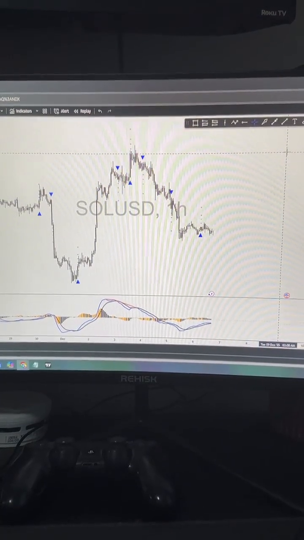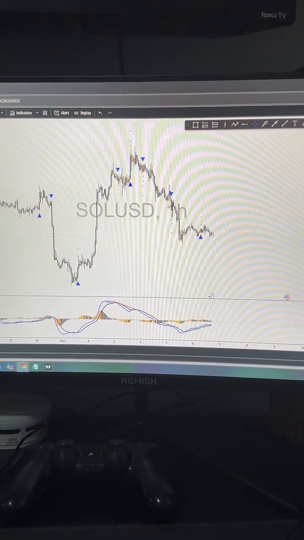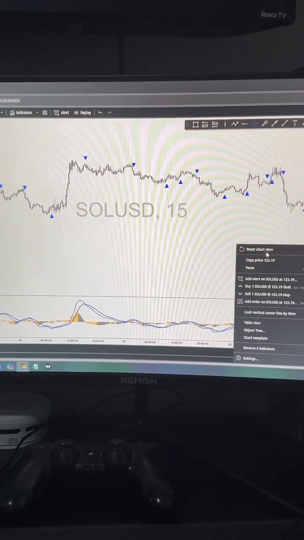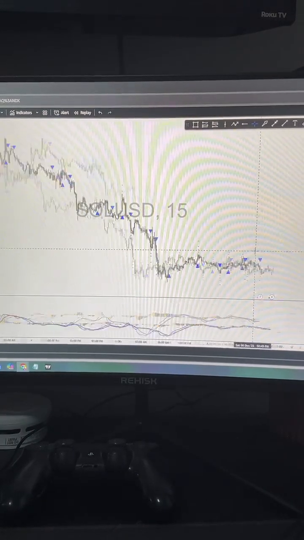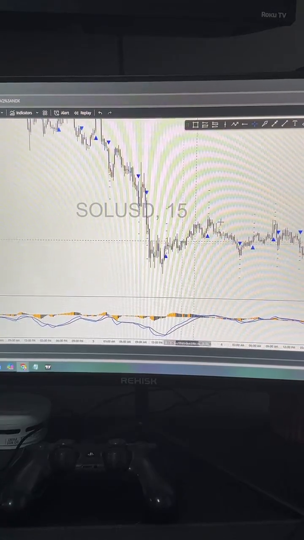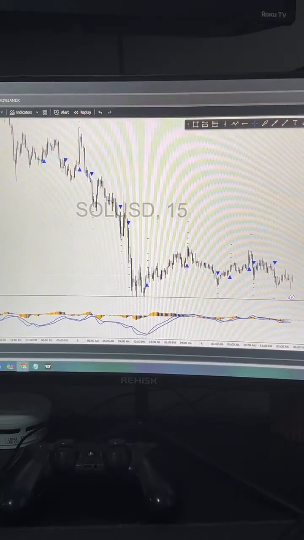With the indicator, I use the 15-minute. When it comes to the indicator, I use the 15-minute time frame. I still mark it up, like I said, on the 1 hour, but I take my trades on the 15-minute.